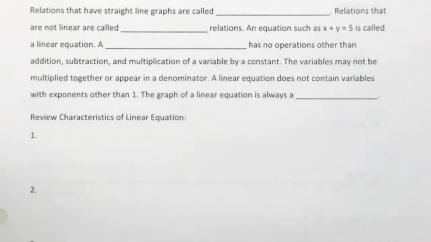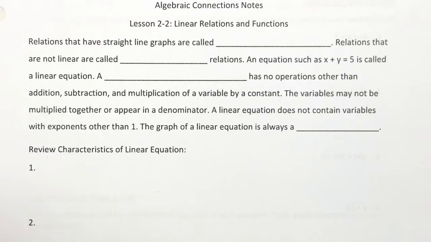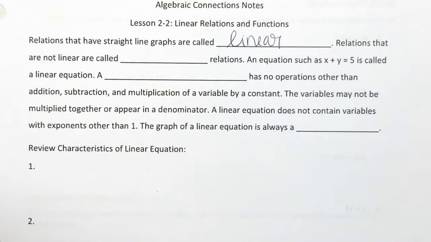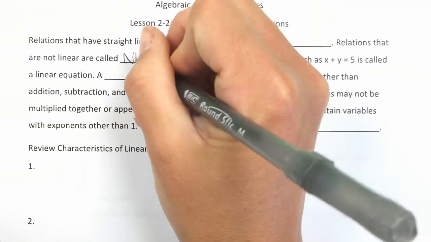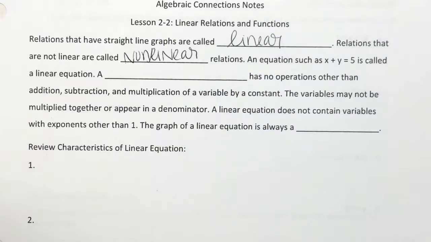Alright, so on Monday we talked about just regular relations and functions. Today we're going to be talking about linear. So relations that have straight lines on a graph are called linear. You can think straight line, linear, kind of sound the same. Linear, line, right? And relations that are not linear are called nonlinear.